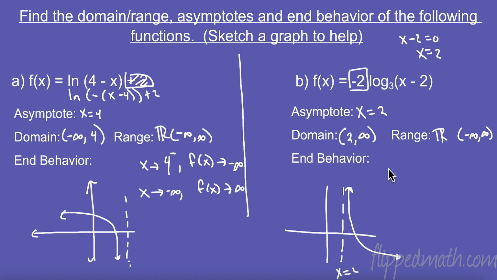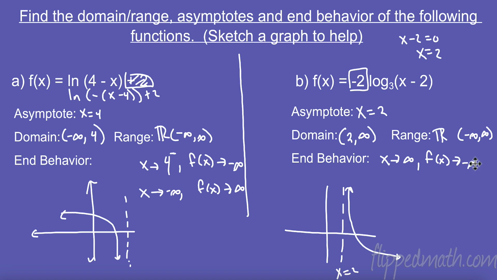End behavior. Let's take a look. As x goes to the right, as x goes to infinity, where do my y values go? My y values go to negative infinity. They go slowly, but they still go there. Why do I always do that?